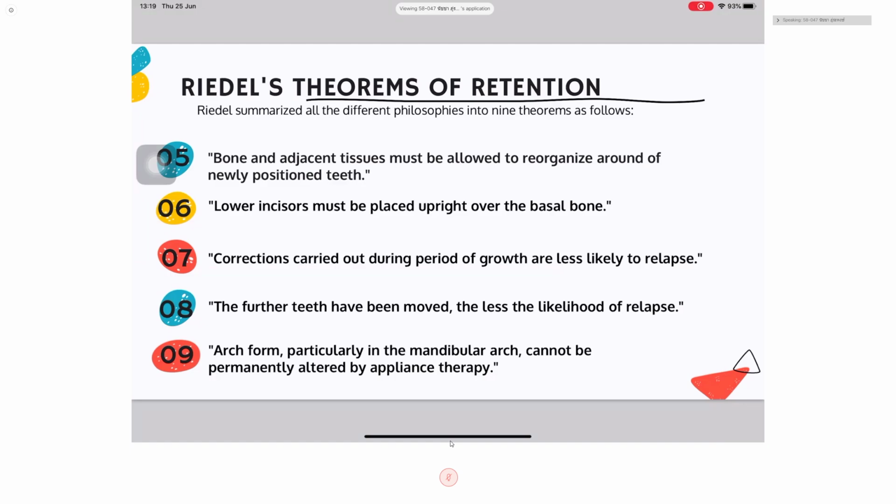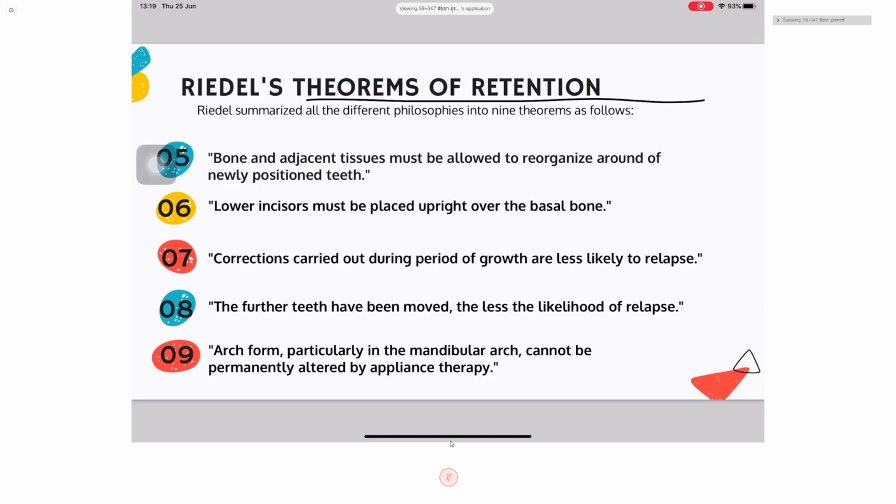Last one, Theorem 9. Arch form, particularly in the mandibular arch, cannot be permanently altered by appliance therapy. Altering the original arch form increases the risk of relapse. Studies have shown that the mandibular intercanine width cannot be increased except in clearly defined situations. Premolar width can be increased approximately 2 mm and be confidently expected to remain stable. Molar width cannot be increased unless buccolingual axial inclinations are being corrected.